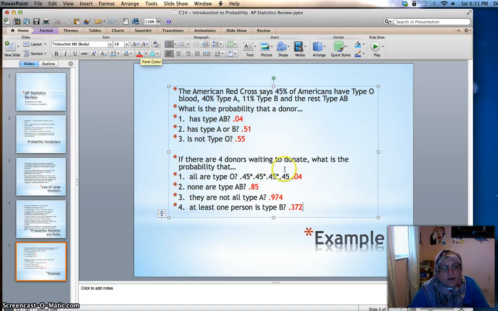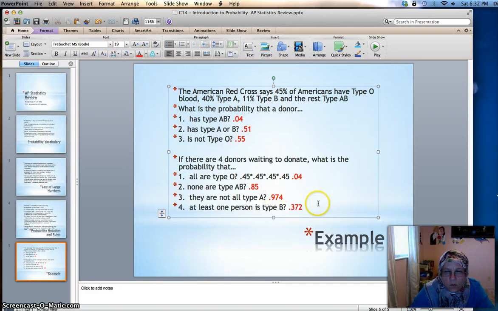So if you start to find any of these problems difficult, what you might start doing to help you figure things out, when you have multiple people in line, is ask yourself, okay, what is the first person? What is the second person? What is the third? What is the fourth? If you can break it down that way, sometimes that helps you figure out what probabilities you need to multiply. So that's kind of how I was thinking when they are not all type A.